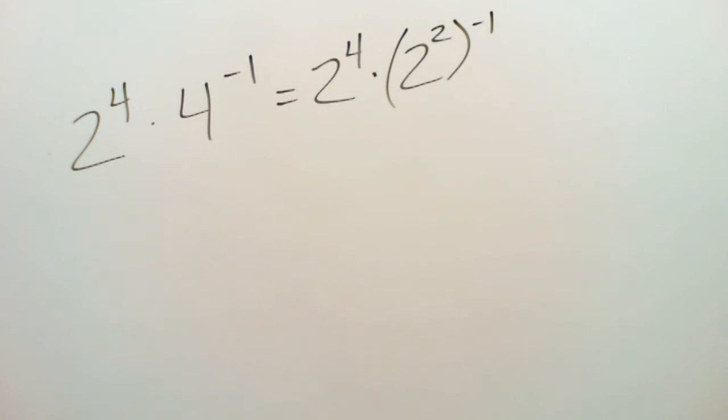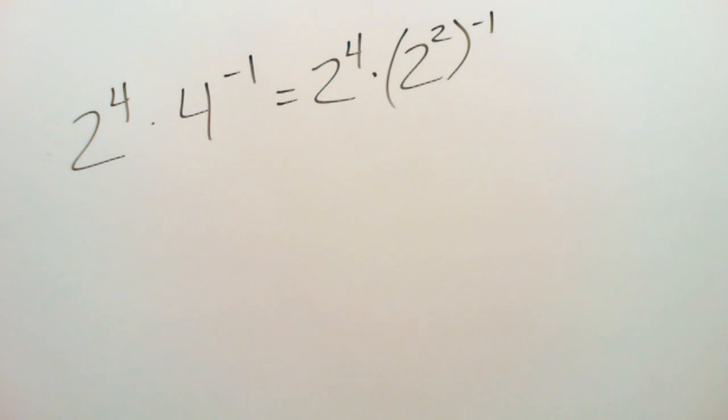After changing 4 to a power of 2, we are left with the expression 2 to the fourth power times 2 to the second power raised to the negative first power. Notice the expression 2 to the second power raised to the negative first power. We have a power raised to a power.